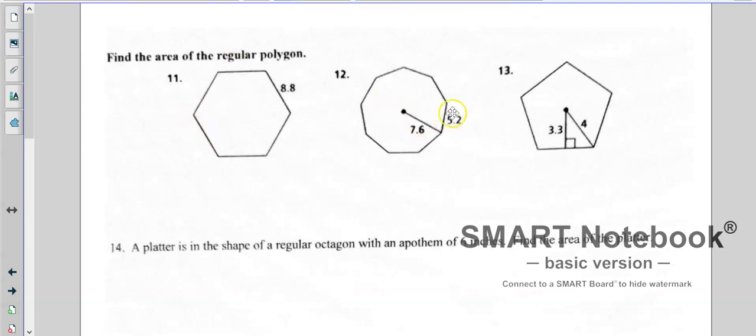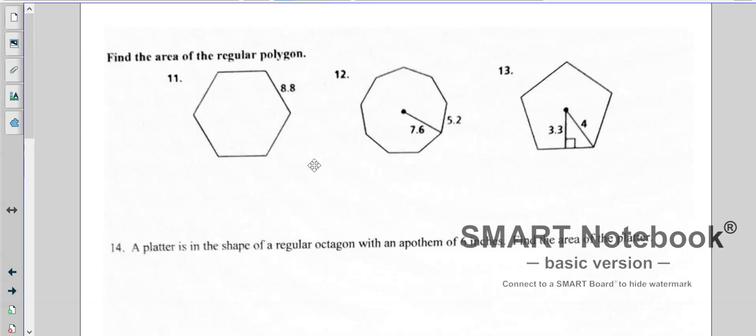Now, this material, 11 through 14, was on the first quiz, but this concept is important for the latter half because we need to find the area of the base of our three-dimensional shapes. So we are going to start here with these problems as review for what we need.